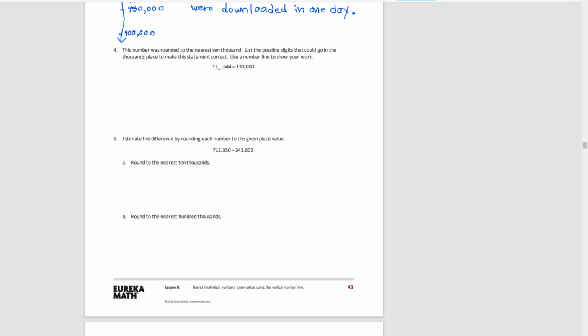This says this number was rounded to the nearest 10,000. List the possible digits that could go in the thousands place to make this statement true. Use a number line to show your work. So we see we're missing the thousands place here, and you're looking to find all the digits that could be in that blank to make this true, that this number rounded to the nearest 10,000 would equal 130,000. So pause the video and try that one.